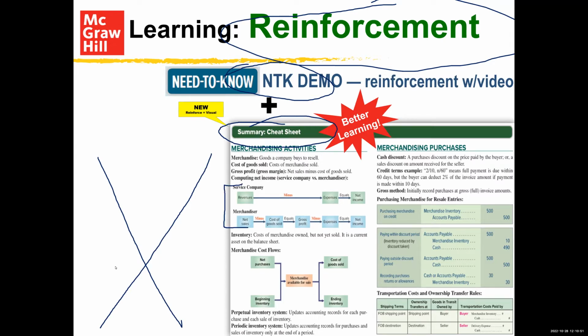We show the flow of goods to the system. We have some key definitions. We have 4 key journal entries that students need to see. And then we have transaction along with ownership rules, meaning FOB, shipping point, and destination, who's legally responsible for that.